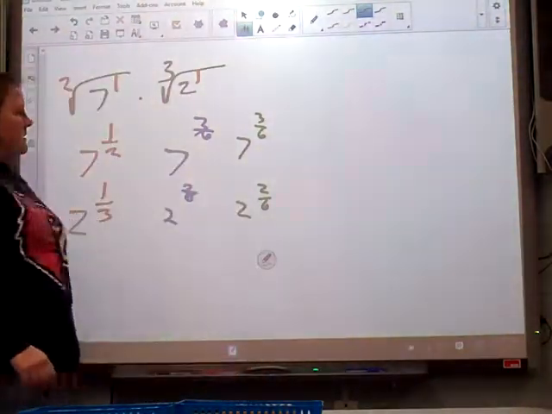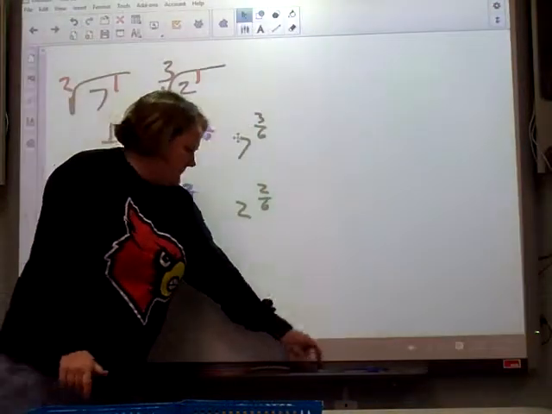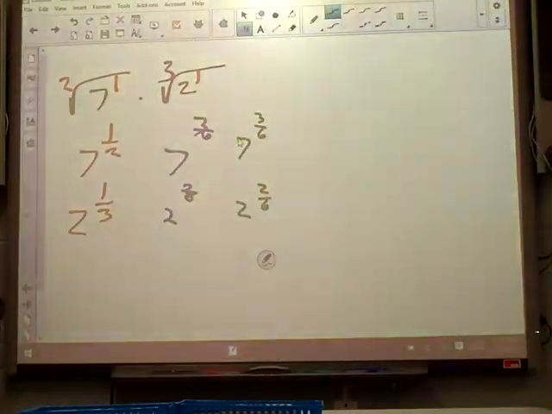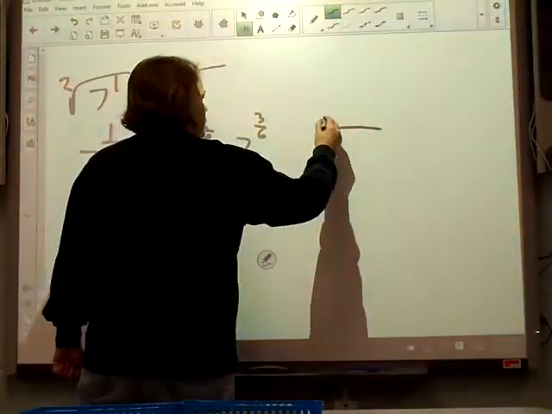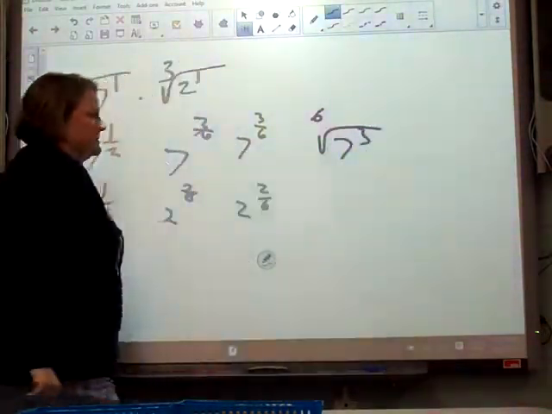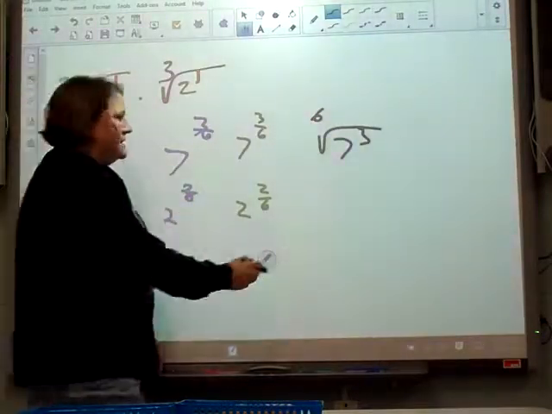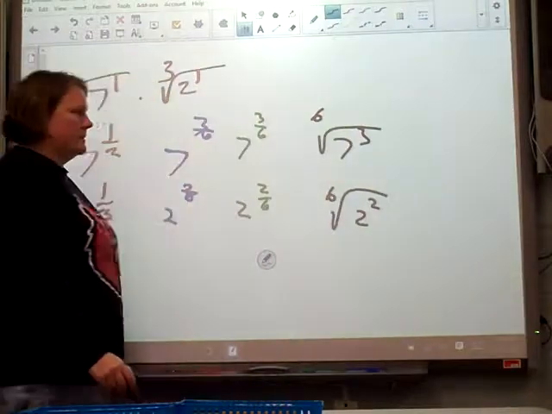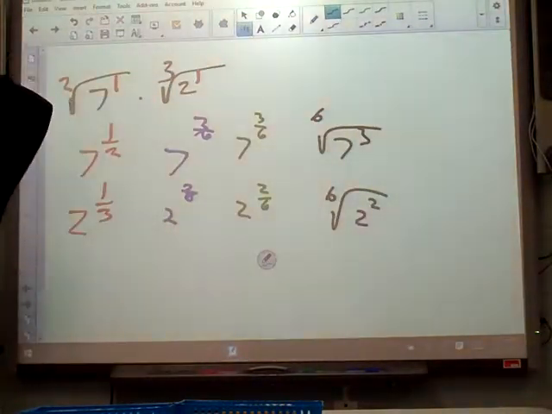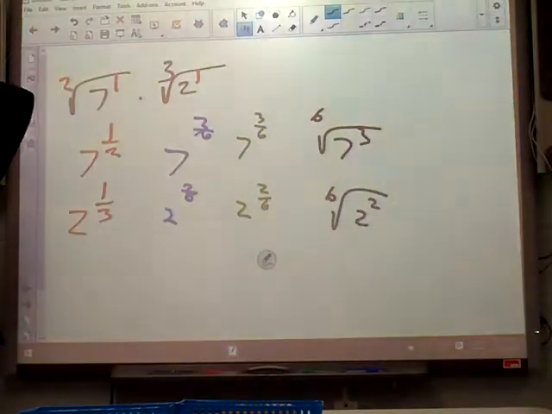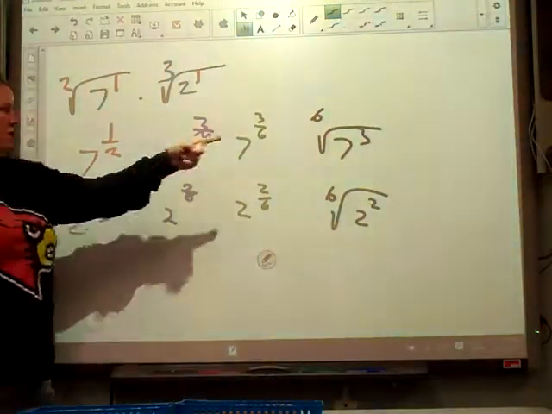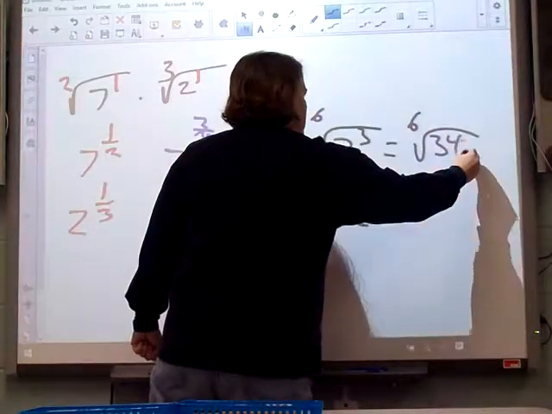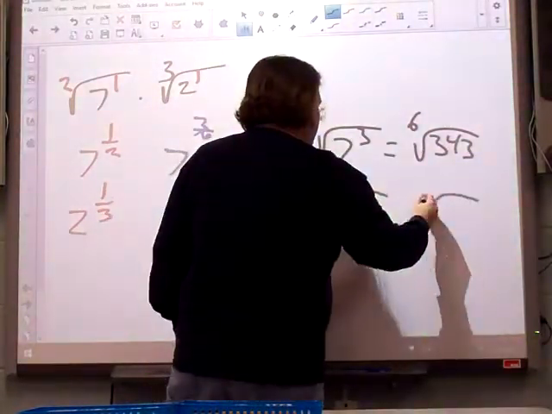Okay. So now, that green's hard to see. Now these are both the same root. This would be the 6th root of 7 cubed, right? This will be the 6th root of 2 squared. I don't know what 7 cubed is. 7 times 7 is 49 times 7. Y'all check 7 cubed for me. Thank you, sir. I got 2 squared. I'm a champion on that one.